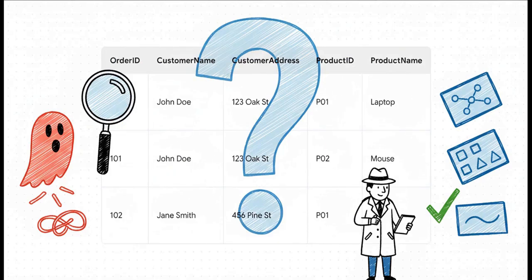Okay, so this right here, this is our crime scene. A classic, messy, unnormalized table. I mean, just look at all that repetition. John Doe's name and address are in there twice, just for one order. The product name, laptop, is also repeated. This table is a total breeding ground for those anomalies we talked about. If you change John's address in one row but forget the other, bam, you've got a problem.